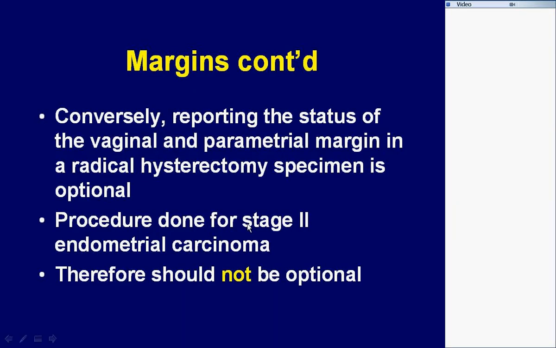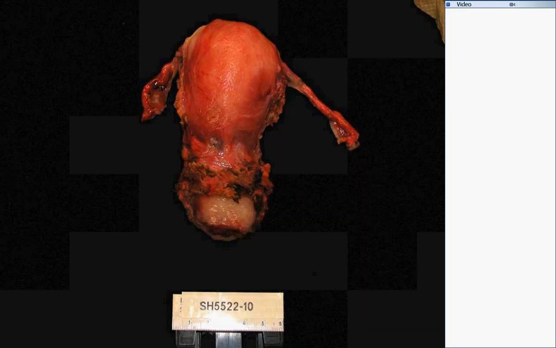Conversely, the CAP says that reporting the status of the vaginal and parametrial margin in a radical hysterectomy is optional. I think it should not be optional, it should be compulsory, because if it is a radical hysterectomy, this procedure is done for a stage 2 endometrial cancer. And let me show you an example. One should mention it. For example, this case here, you see a hysterectomy specimen. You don't see much over here, but these are actually the parametrial and paracervical margin.